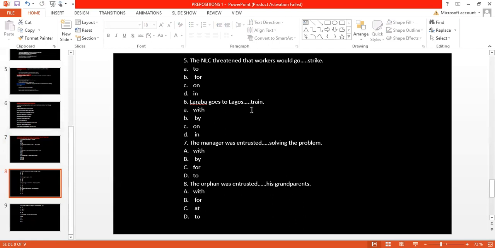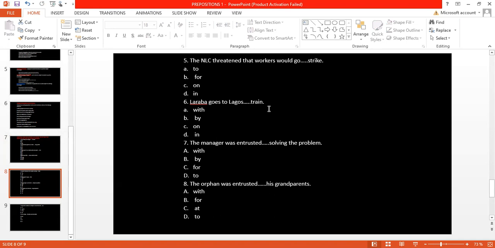Laraba goes to Lagos on train. Laraba goes to Lagos in train. All right. In train. Okay. By train, with train, on train, in train. What is the condition of the sentence? That is what gives you the idea of the preposition that suits expressions like this.